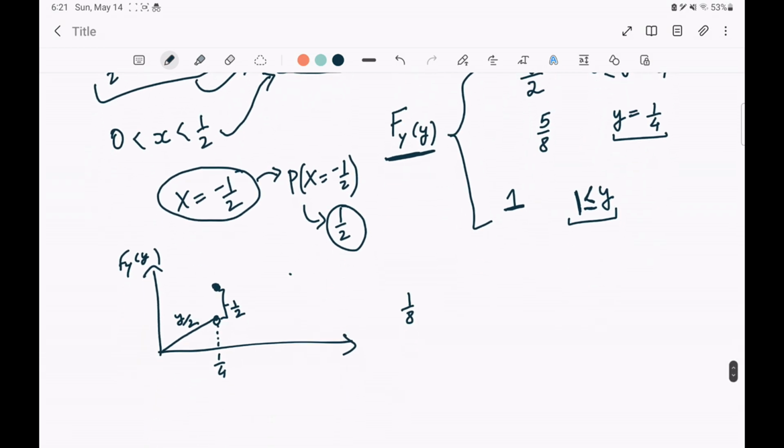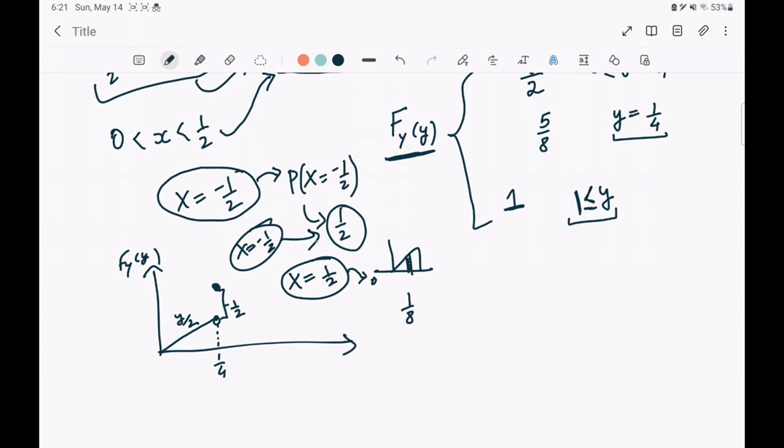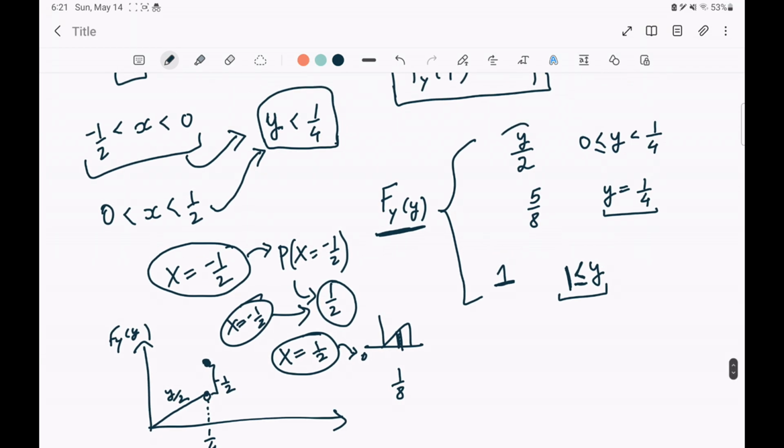As there was no other density at x equals plus half, because this interval was very thin, its value was 0. So this pointed to 0 and x equals minus half pointed to half. So we just added half to the boundary of this CDF. Hence this value was 5 by 8.